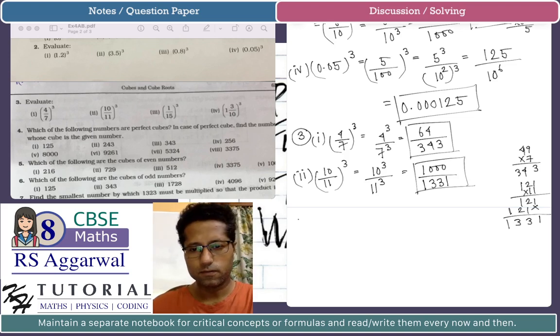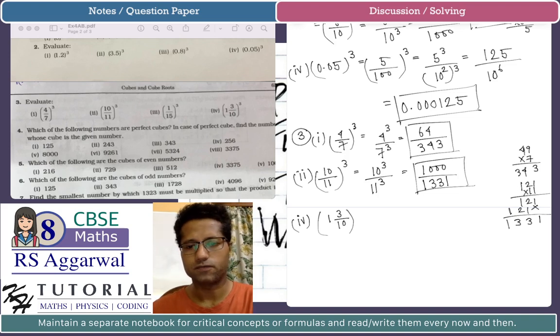Let's do 4. 1 and 3 by 10, and this is a mixed fraction. If you are asked to find the cube of a mixed fraction, you have to first convert the mixed fraction into an improper fraction. So 1 and 3 by 10 is 13 by 10, this whole cube. So this will be equal to 13 cube divided by 10 cube.